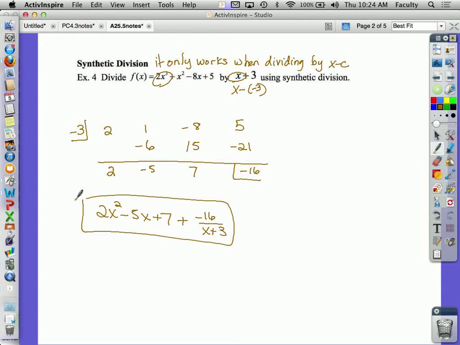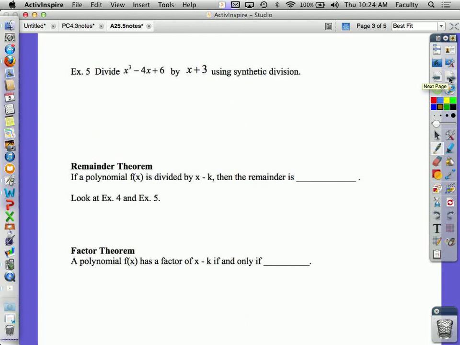Any questions on this one? All right, let's do the next one. Now, this one, again, it's divided by x plus 3, so it needs to be minus 3. So you're going to put a minus 3 in the box. Now notice, there's no x squared, so we need to put a 0 there. So you're going to bring down the first number, which is a 1, and then you multiply and add the column.